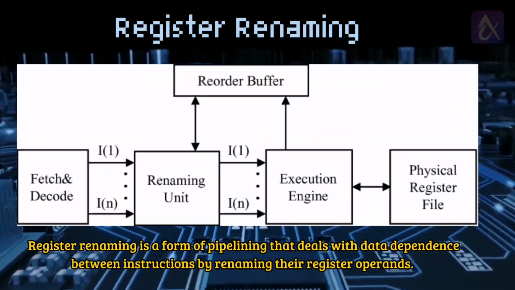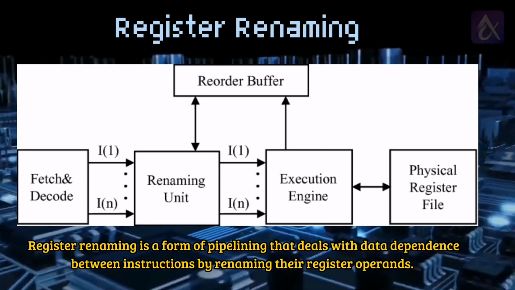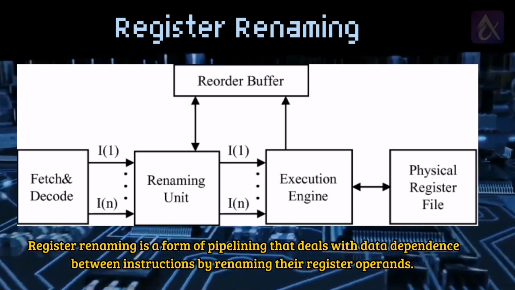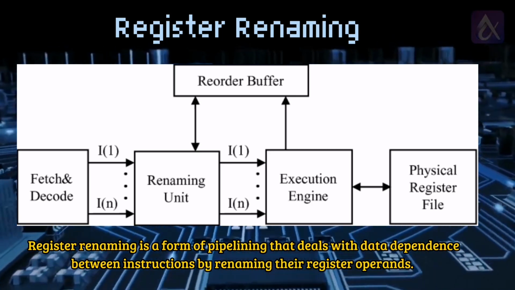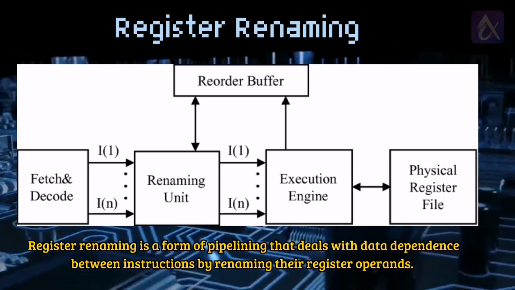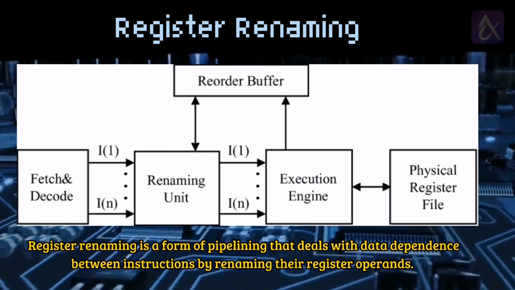Register renaming. Register renaming is a form of pipelining that deals with data dependence between instructions by renaming their register operands. An assembly language programmer or a compiler specifies these operands using architectural registers, the registers that are implicit in the instruction set architecture.